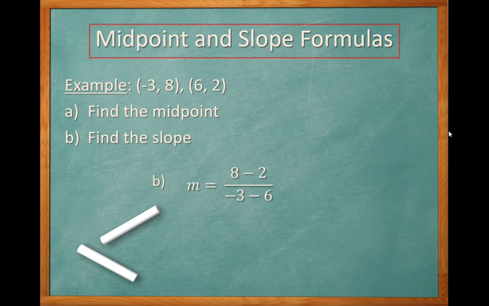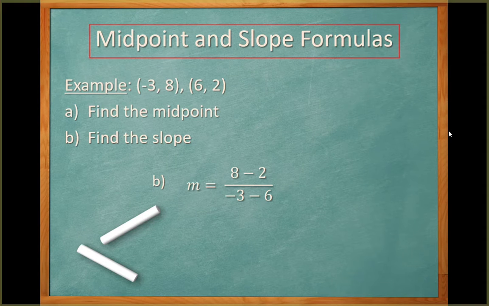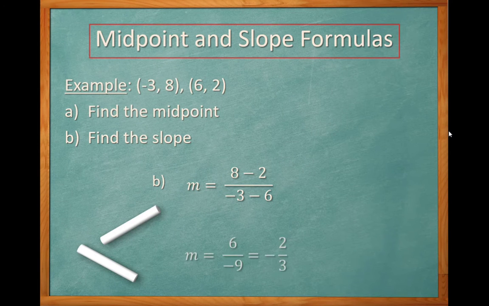If I take 8 minus 2, in other words, if this is my first number in the numerator, this has to be my first number in the denominator. 8 minus 2 is 6. Negative 3 minus 6 is negative 9. 6 over negative 9 simplifies to negative 2/3.